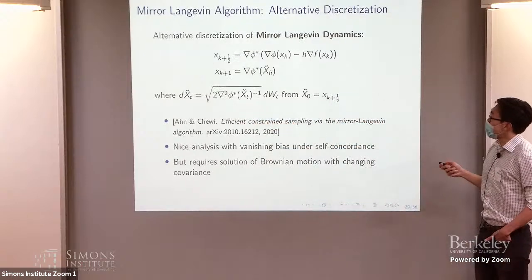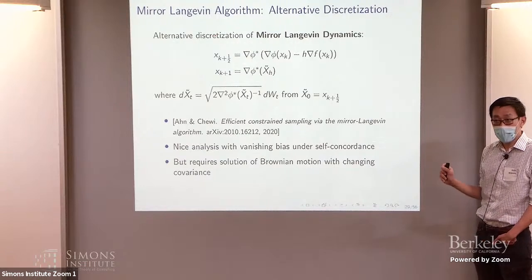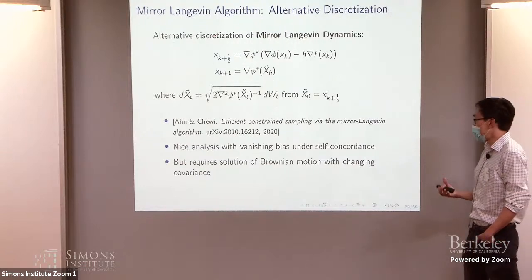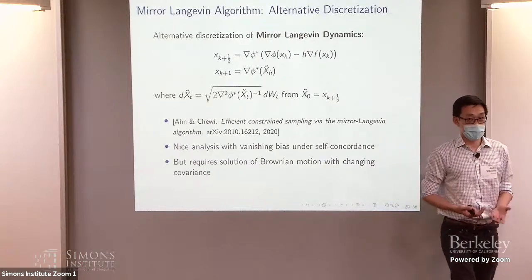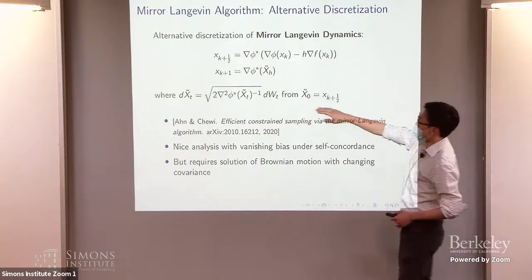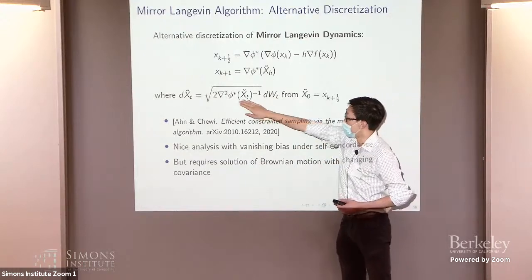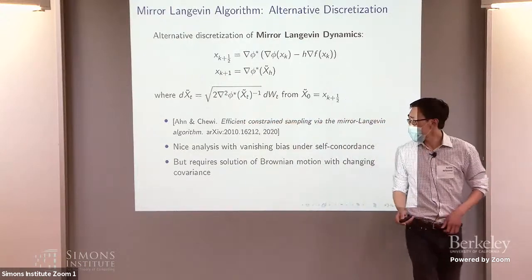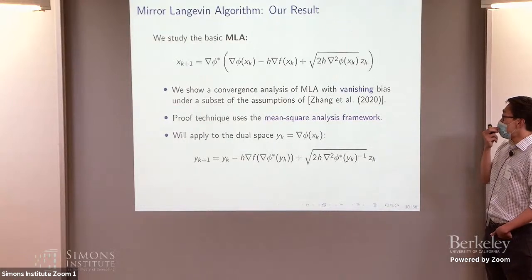And what they show is that if you analyze this algorithm, you can show a vanishing bias with a very, very nice analysis using nice conditions such as self-concordance and using convex optimization tools more closely. However, this requires solving these dynamics, which may be difficult for general phi, right? So, okay, with that setup, what we show is the following.